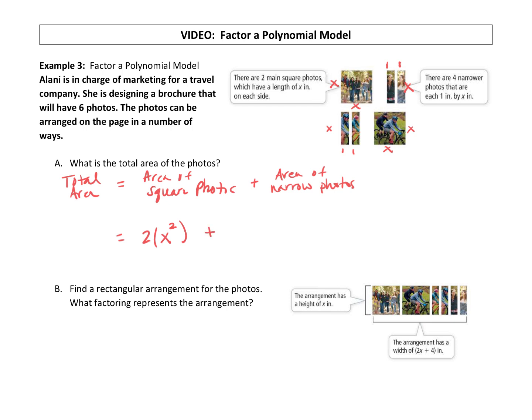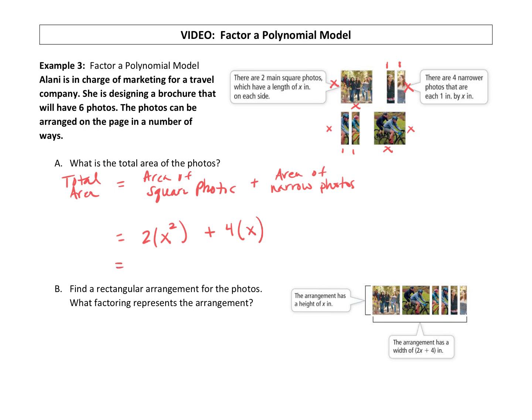Plus area of the narrow photos. Well, she has 1, 2, 3, 4 narrow photos. So 4 times the area, and the area is going to be 1 unit times x units. X times 1 is x. And so the area of each of those narrow photos is x.